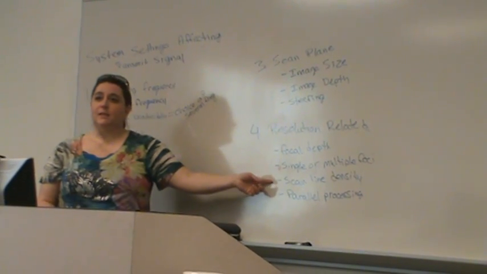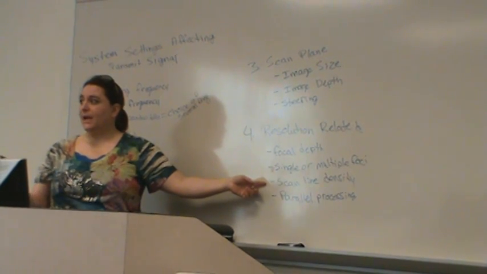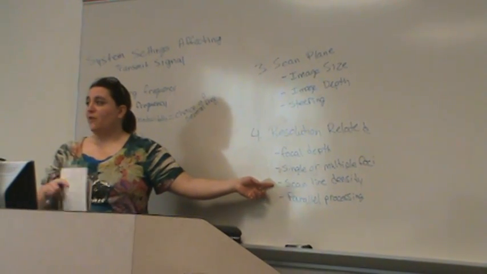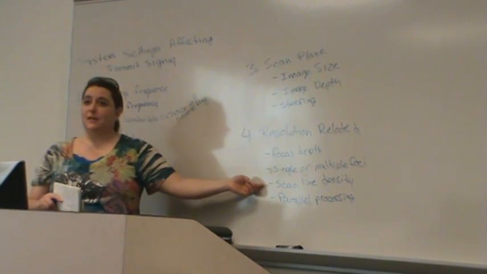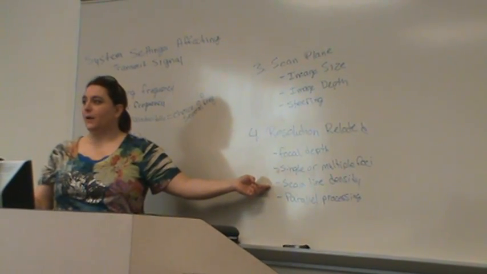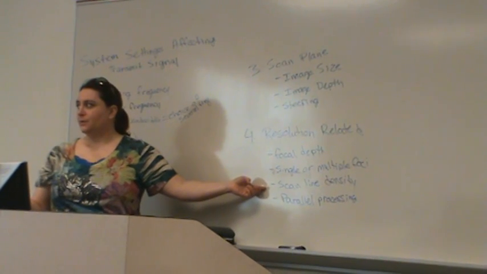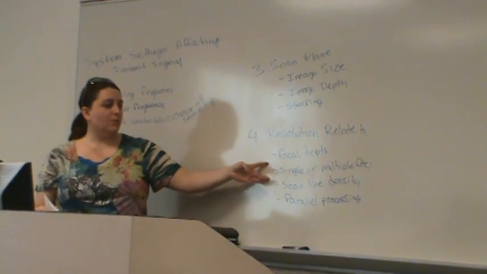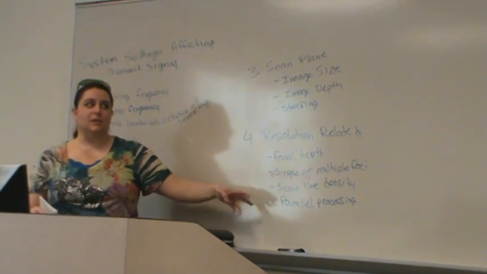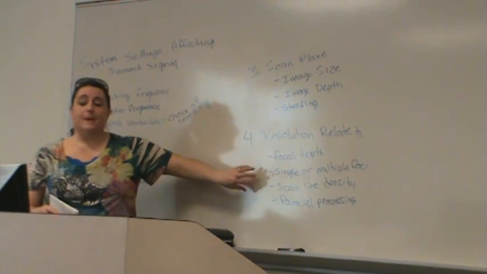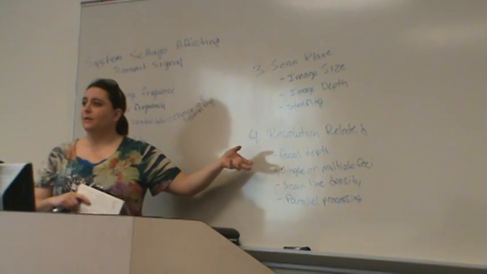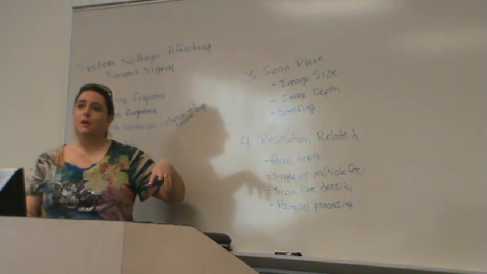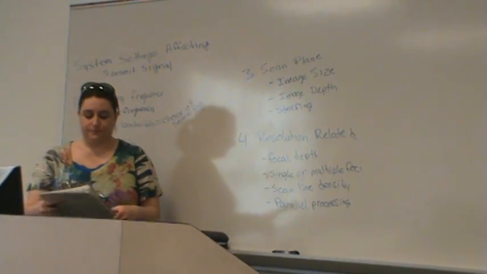Same thing with scan line density. If I increase the number of lines per frame, I'm going to have better detail resolution, spatial resolution, but it's going to take longer to create that frame, so I'm going to sacrifice my temporal resolution. So anytime we're doing any of these resolution-related things when we're creating our signal, we have to kind of weigh, what do we need more? Do I need the detail resolution more, or do I need the temporal resolution more?